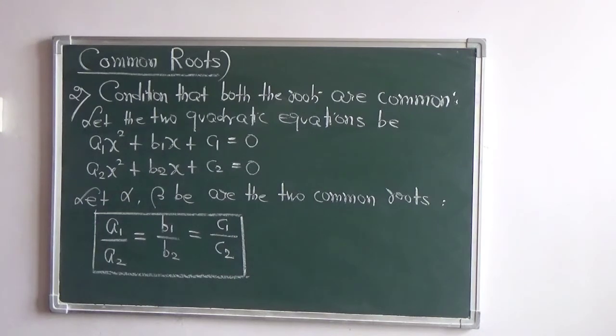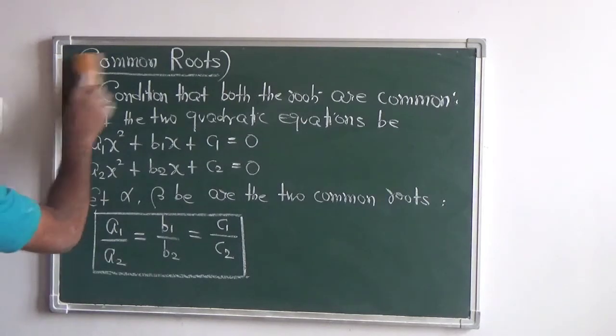So if alpha and beta are the two common roots of the equations, then the condition is that the ratio of the coefficients of each of the terms, that is x square, x and the constant term, are equal. So a1 by a2 equals b1 by b2 equals c1 by c2. This is the condition that both roots are common. So let us illustrate with one example.